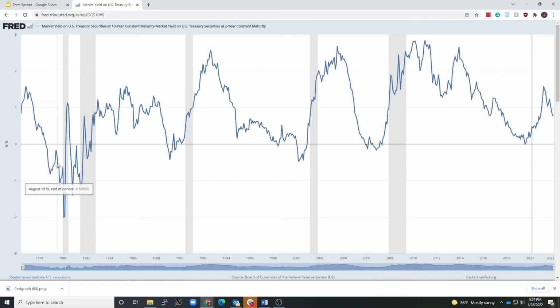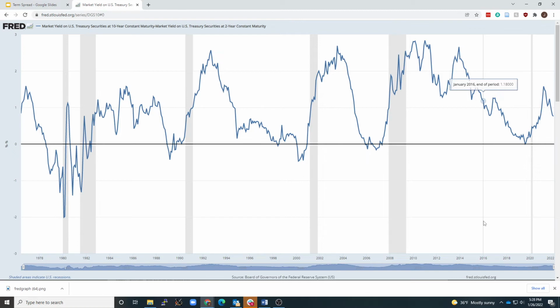Well, look here. We've got negative term spreads and then a recession in the 80s. Negative term spreads, another recession in the early 80s. Negative term spreads, recession in the early 90s. Negative term spreads, recession in 2001. Negative term spreads, financial crisis. Negative but just barely term spread, COVID crisis.